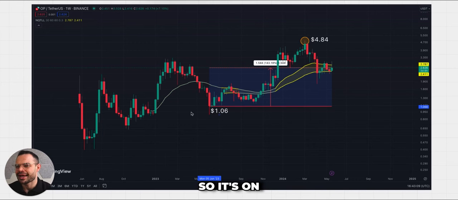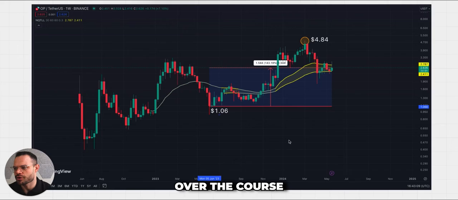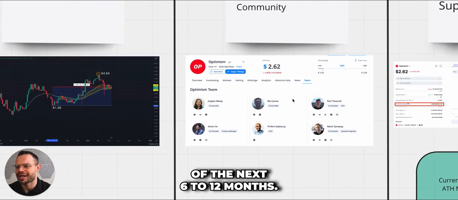So it's on a general uptrend. We haven't broken to the downside too much. I would expect more price discovery upwards over the course of the next 6 to 12 months.